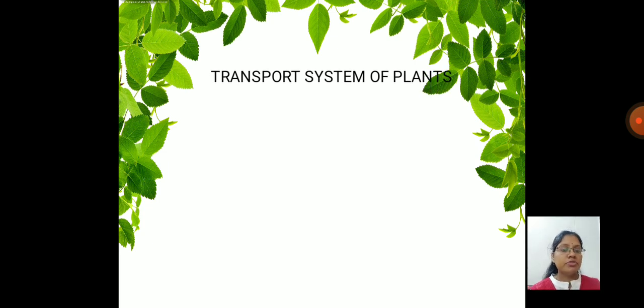Now next we will see about the transport system of plants. Now we have seen how the plants prepare food by themselves. Okay, after the plants have prepared food. But before preparing food also, they require water. But how does the water reach the leaves? What is the process where the water is transported to the leaves? That we are going to study in the transport system of plants.